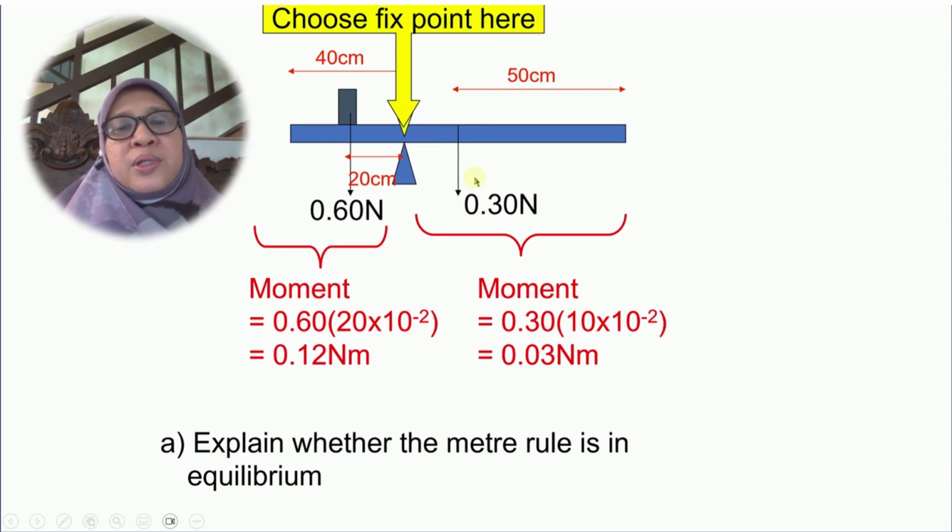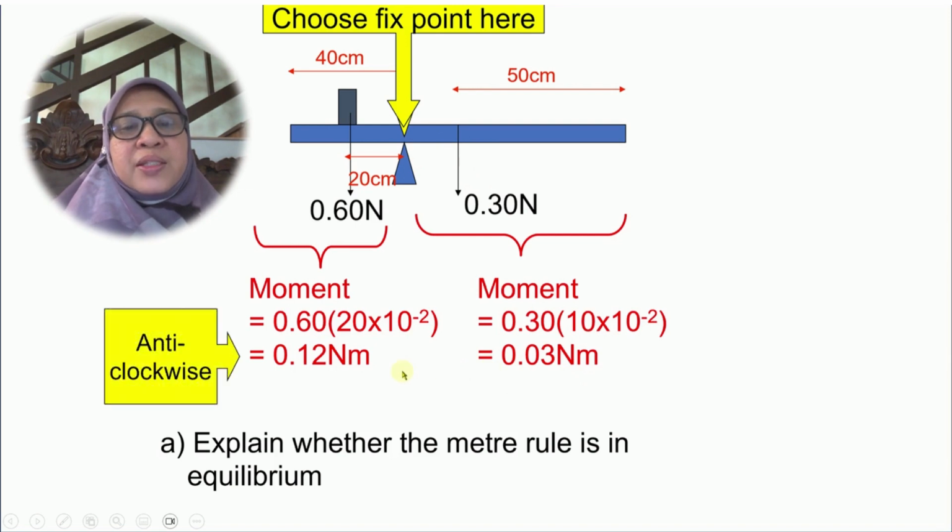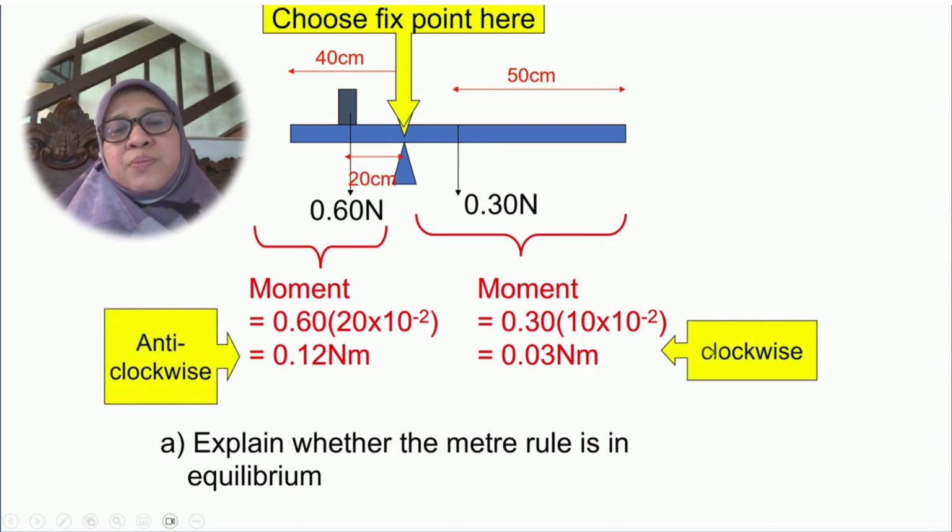So the center of the ruler is 10 centimeters from the fixed point. Convert to meters, so we get the moment about the fixed point for the ruler as 0.03 Newton meter. Compare these two: one is anti-clockwise, the other is clockwise.